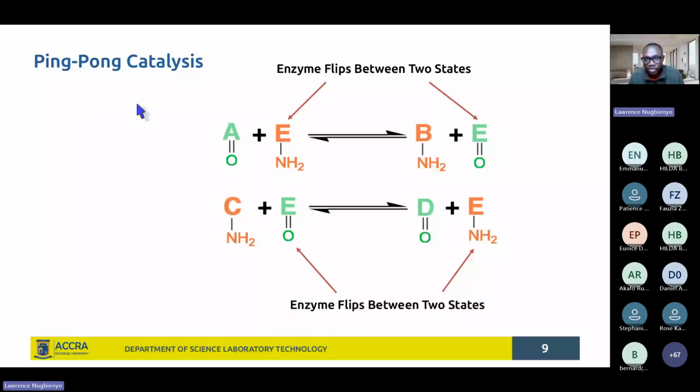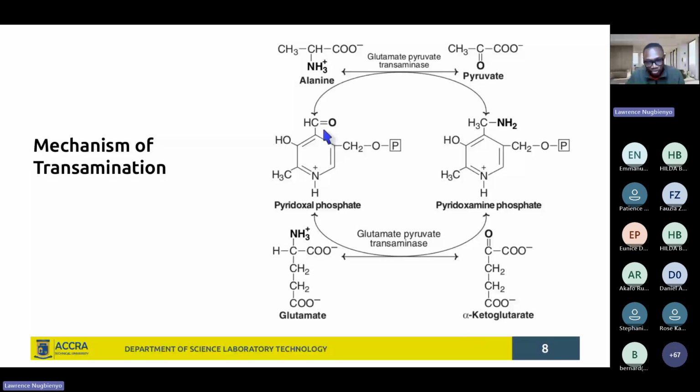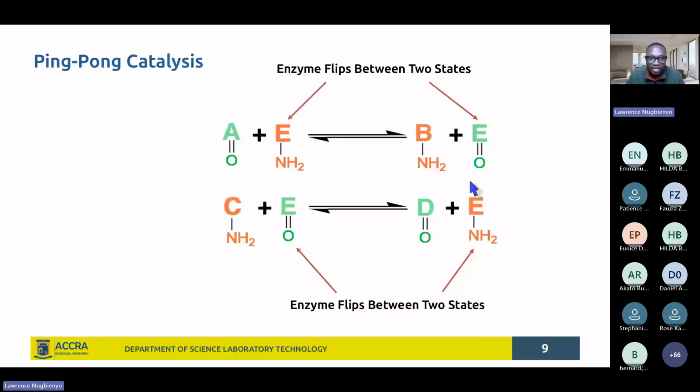That's like the enzyme is flipping between two states. At one point, you see the enzyme, looking particularly at pyridoxal phosphate, having a C double bond O. At another time, it is having the NH2 on it and becomes pyridoxamine phosphate. So it's undergoing that kind of cycle. One time, amine group on it. Another time, amine group gone. It has a ketone group on it, the C double bond O group. So on and on, it's like playing the table tennis to and fro, to and fro. That's why it's being referred to as a ping pong catalysis.